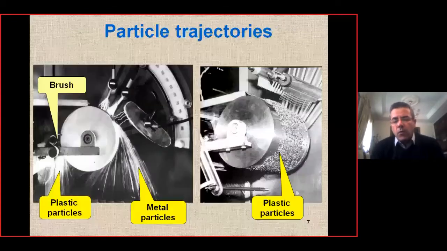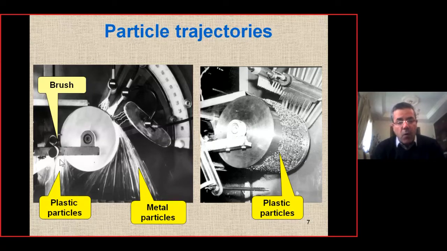This is a photo of the action of this separator. We have at right the plastic particles that are strongly attached to the rotating roll, and at left we have the metal particle trajectories. You see, they are ejected by centrifugal force, and there are the plastic particle trajectories that are removed by the brush at the left.